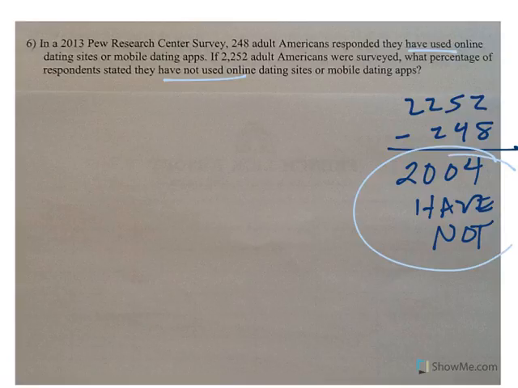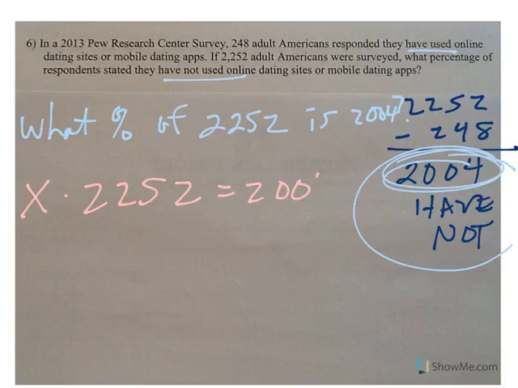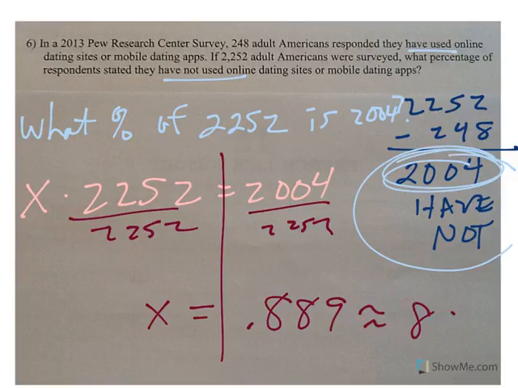So now we know how many have not. I'm going to put it in different words: what percent of the total, 2,252, is 2,004? Because that's what the question is. What percentage of the total is the number that hasn't done it? So divide by the 2,252, and I end up with an answer of 0.889, which is approximately 89%. So 89% of the people surveyed have not used the online dating app.